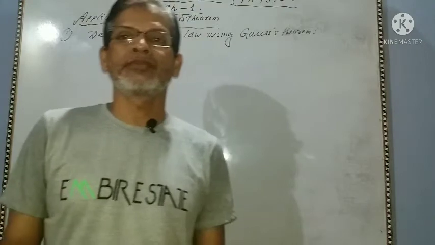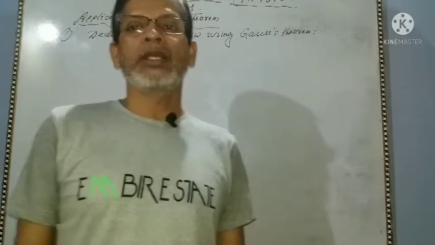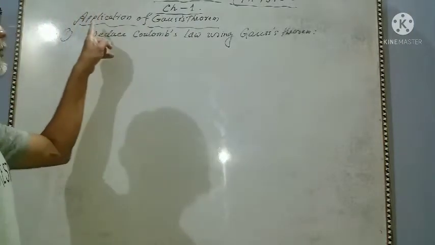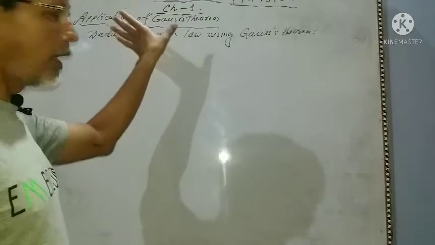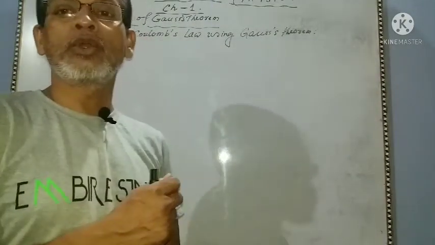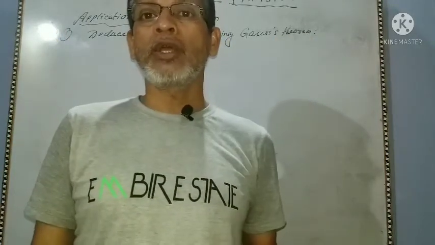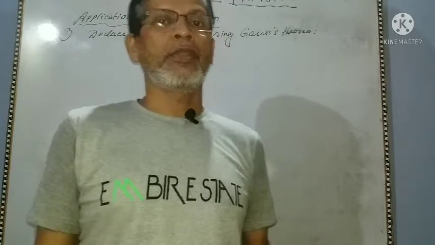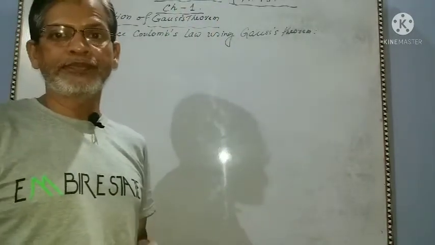Dear students, today I will discuss the applications of Gauss theorem, and one is to deduce Coulomb's law using Gauss theorem. That means how Coulomb's law can be derived from the Gauss theorem. Class 12 Physics, Chapter 1.